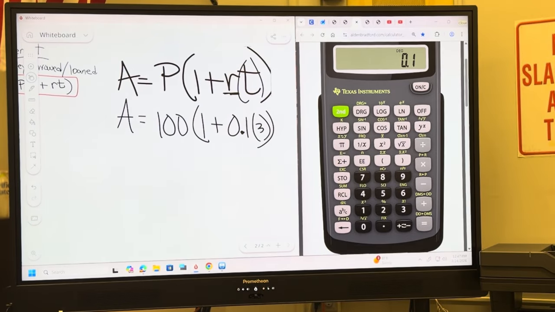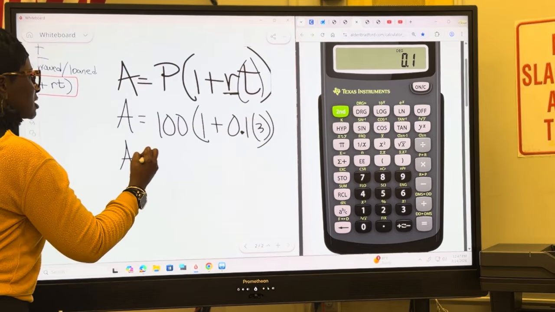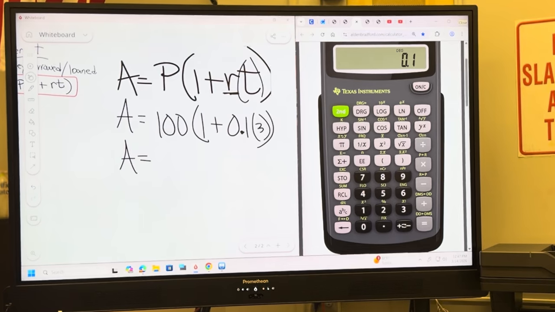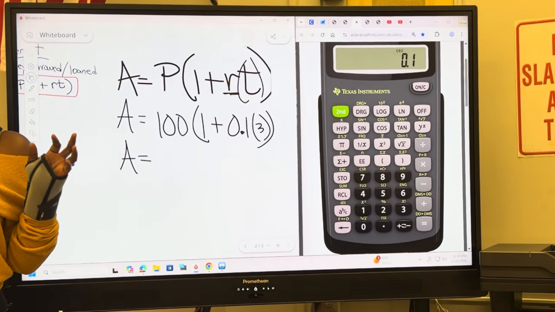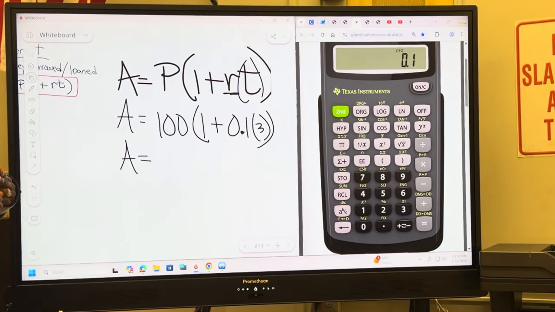Is everybody with me? Yes? Now, let's grab our calculators. Now we just jump into what we know, PEMDAS, the order of operations. Parentheses, exponents, multiplication, division from left to right, addition and subtraction from left to right.